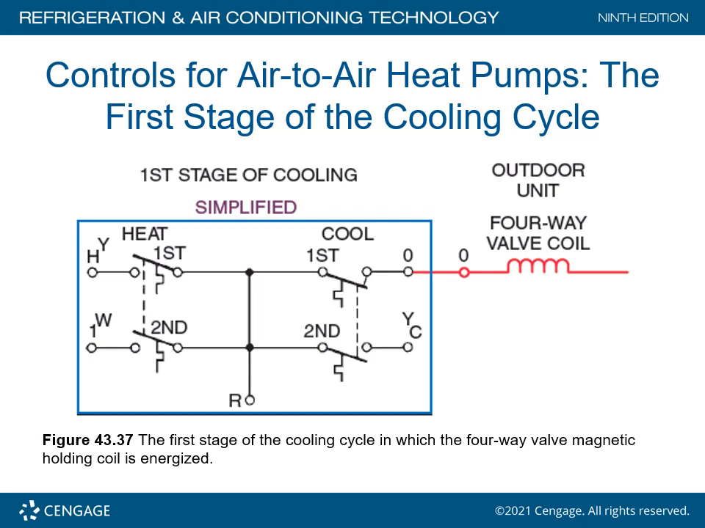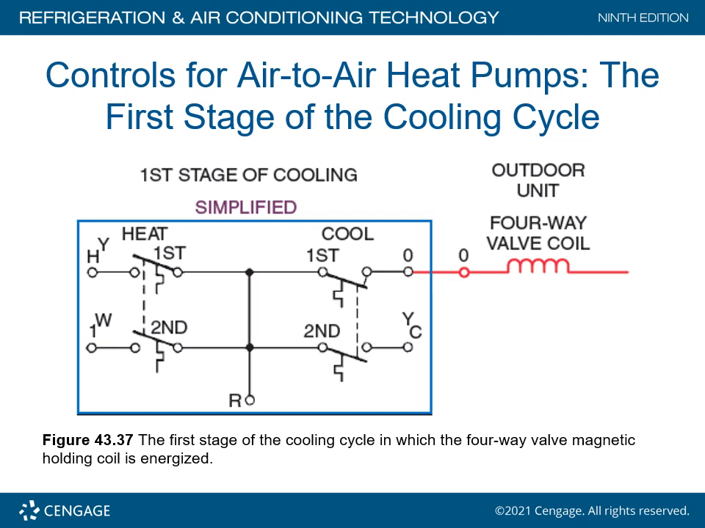This is a schematic diagram showing a two-stage thermostat in simplified form. Notice in the first stage, basically you have the contacts. This symbol here indicates a cooling position. As the temperature inside the structure heats up, once it reaches a set point, that switch will close, and of course the four-way valve in this case will energize the four-way coil. Then notice that we have a mechanical linkage here to the second stage. So basically you have the ability to control first stage, second stage.